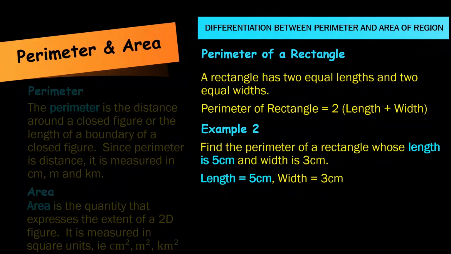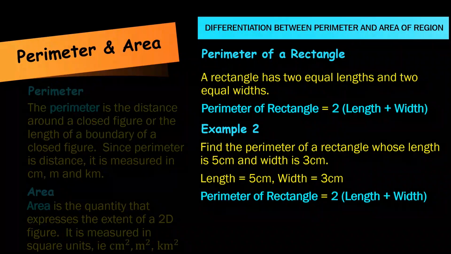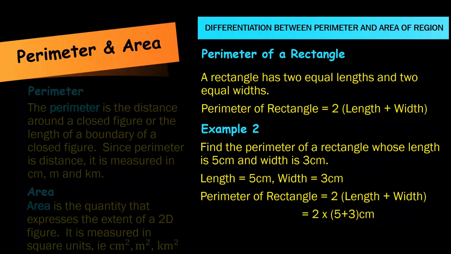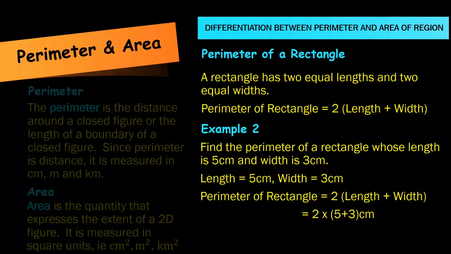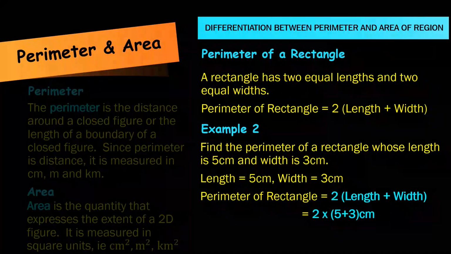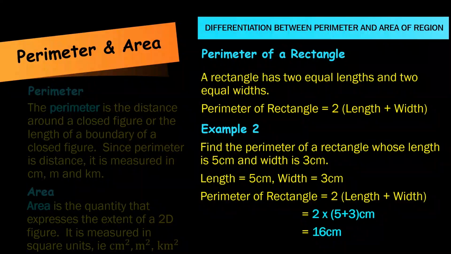So we have length equals 5 centimeters and width equals 3 centimeters. We have this formula for the perimeter of the rectangle, and so substituting in the values, we have that the perimeter is equal to 2 times (5 for the length plus 3 for the width), which is equal to 16 centimeters.